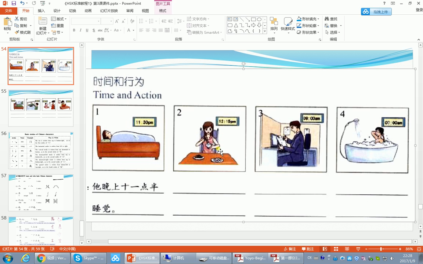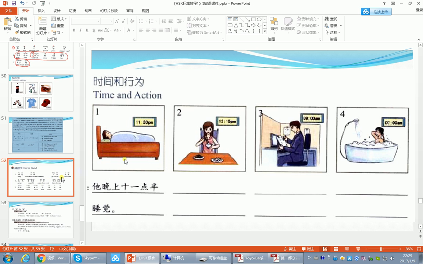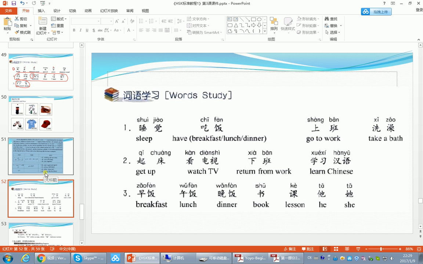She has a meal at 12:15 p.m. He goes to work at 9 a.m. She takes a bus at 7 a.m. You can use these new words: sleep, have a meal, go to work, take a bus. That is the homework. Okay, see you next lesson.